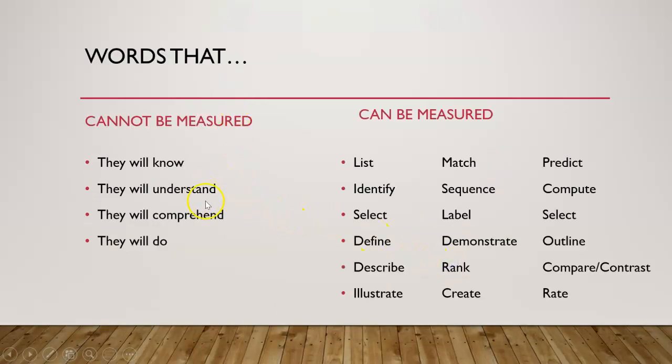These are words on the left-hand side of the screen that cannot be measured that are typically used in a goal: things like know, understand, comprehend, do. And on the other side, there are words that can be measured. When we get into objectives in Unit 3, we'll get many more words that we can use. For example, if you were to say at the end of the session, the people at the session will know how to do something, or they will know facts about suicide, you can't measure that because you don't know how you're measuring the word know.